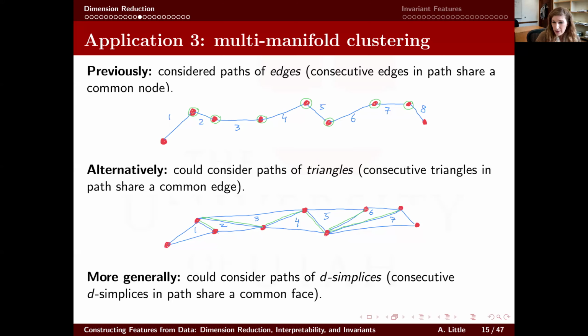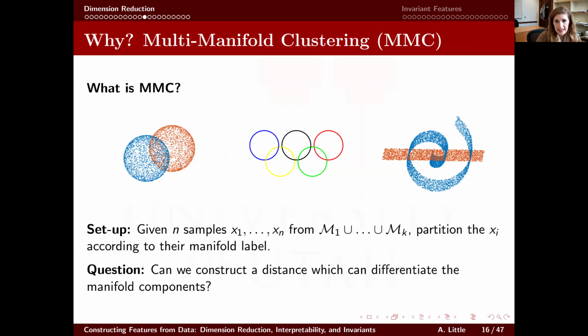Okay, so why is this a useful thing to do? Well, this kind of metric can be really useful for solving something known as the multi-manifold clustering problem. In this context, you have data points which are sampled from a collection of manifolds, say M1 through MK. And the goal is to partition the individual data points according to their manifold label, right?